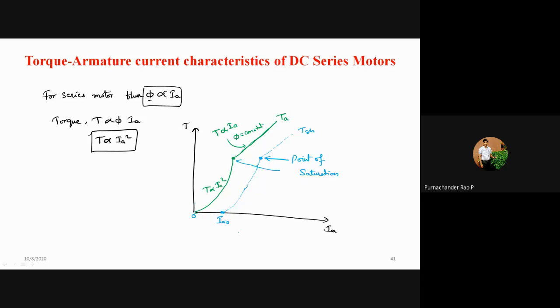Is it clear? So this is the torque versus armature current characteristics. Is it clear or any doubt on this? Clear, sir. Okay, nice.